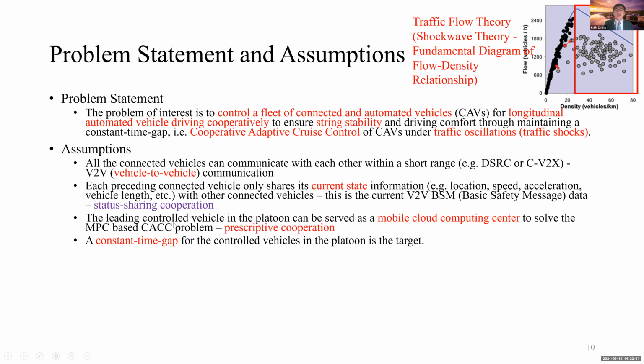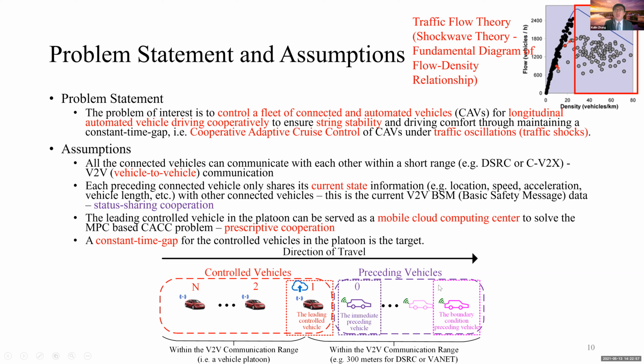And then for the controlled vehicles, here is the direction. The preceding vehicles share the data with the controlled fleet, and the controlled vehicles solve an MPC model, and then tell the other vehicles in the controlled platform what decision to make. We call this prescriptive cooperation, and we try to maintain a constant time gap. So for the controlled vehicles it is prescriptive cooperation, and for the front vehicles we want to use their data. That is the whole idea of how we use data from preceding vehicles in the controller.